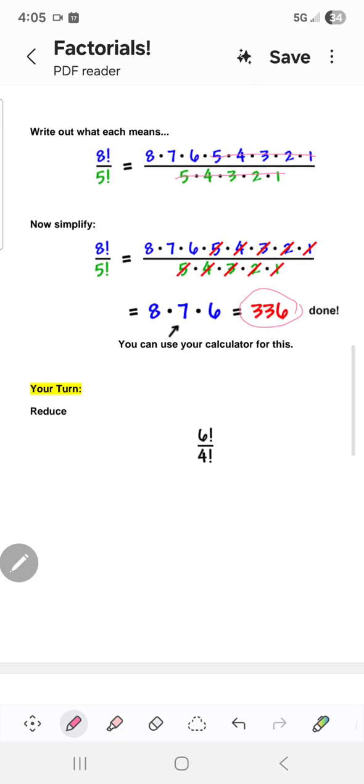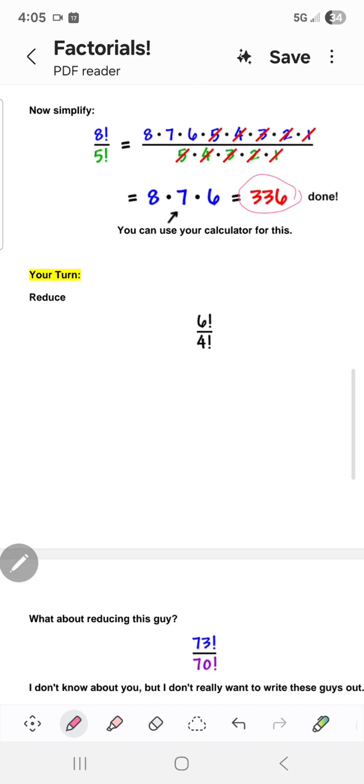Obviously, you can use your calculator for 8 factorial divided by 5 factorial, but if we get something larger, that won't work in your calculator. This is where we need to know how to do this.